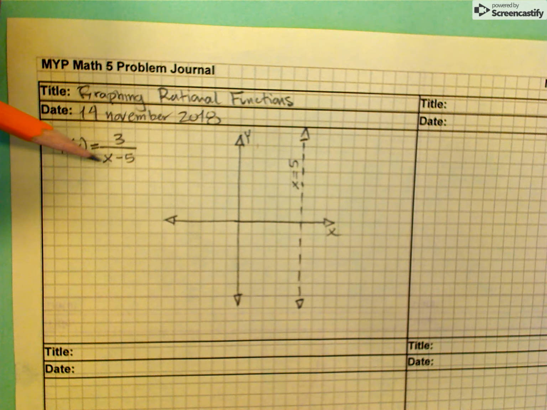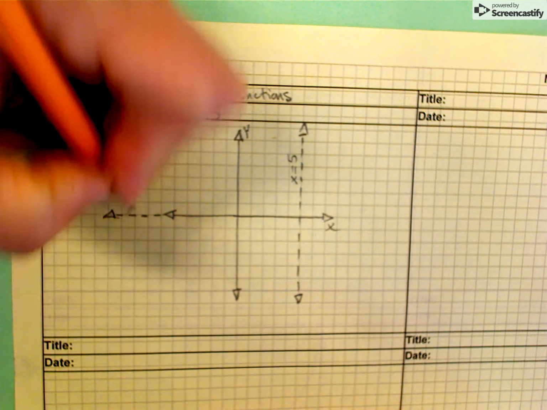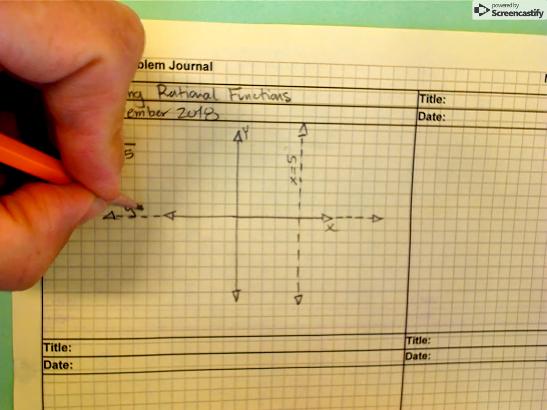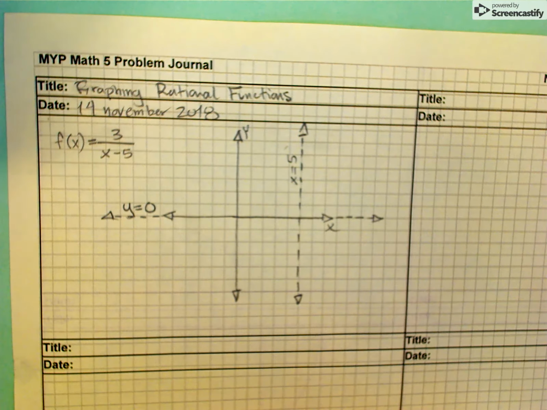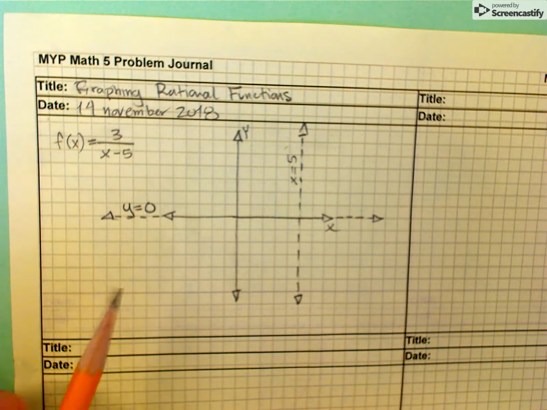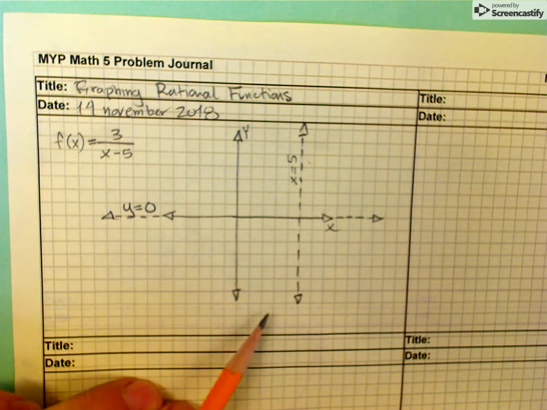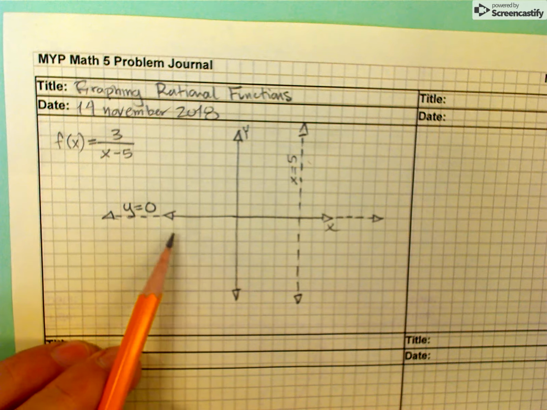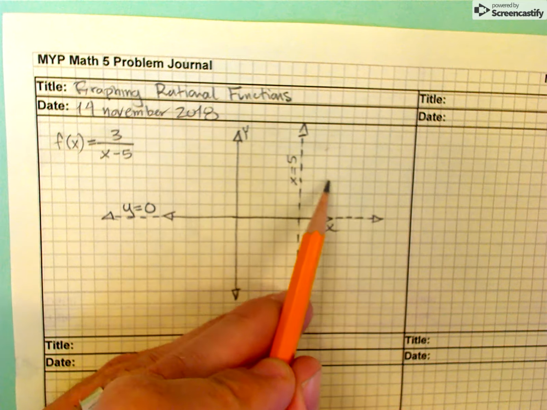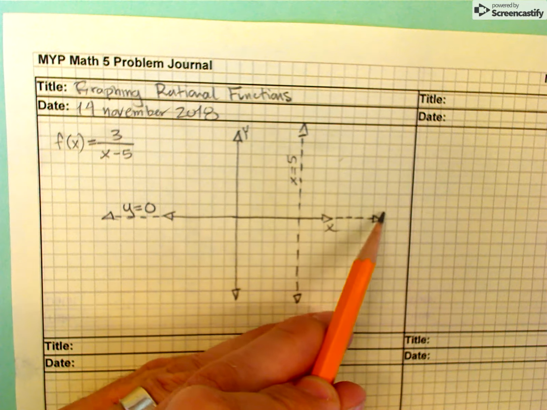From this information, I know that my function is going to approach this line, the line where y equals 0. That's my horizontal asymptote. I also know from that mental math that on the left I'm going to approach this line from underneath, because I'm getting a negative number that's getting closer and closer to 0. And over here, as x goes towards infinity, I'm going to approach this line from the positive side because I get a smaller and smaller positive number.